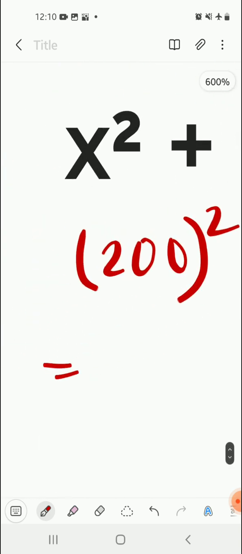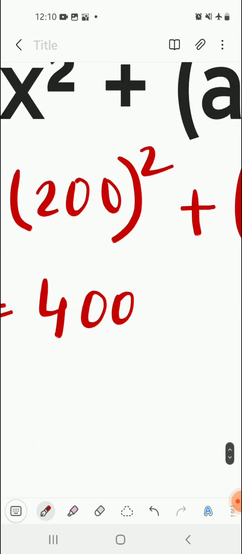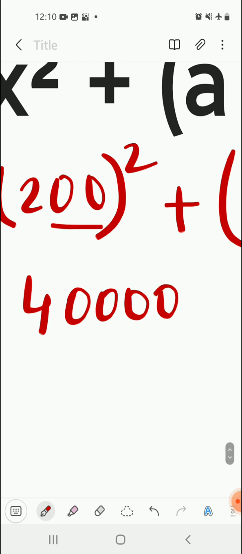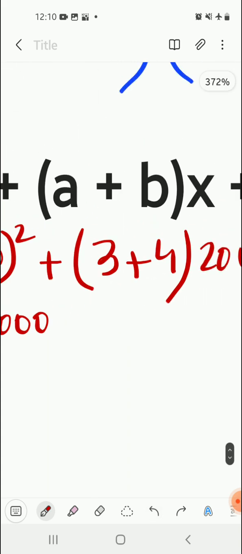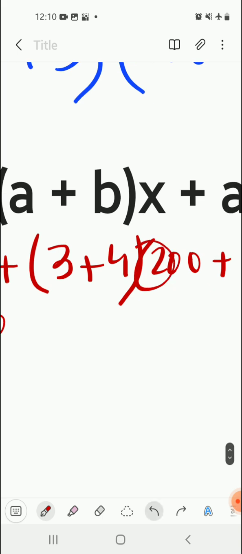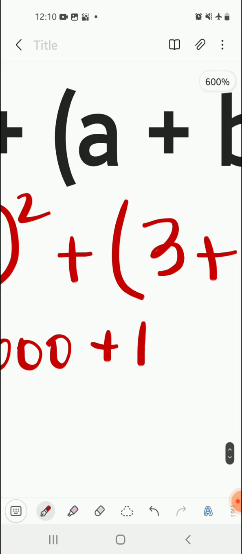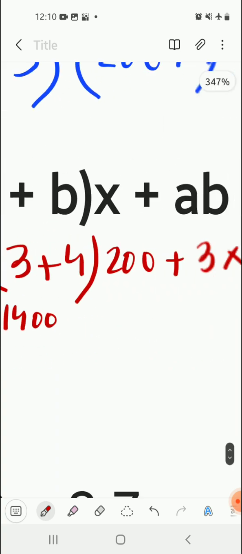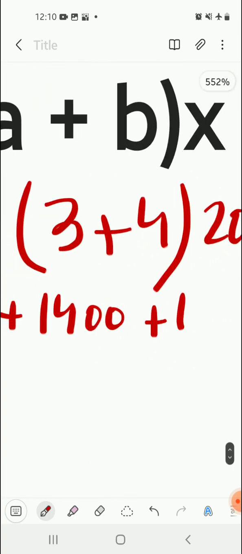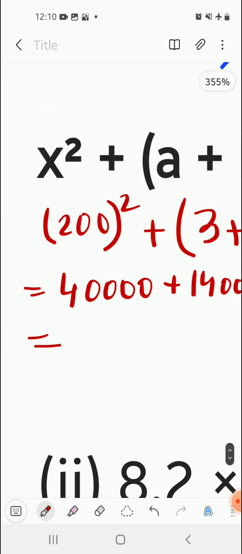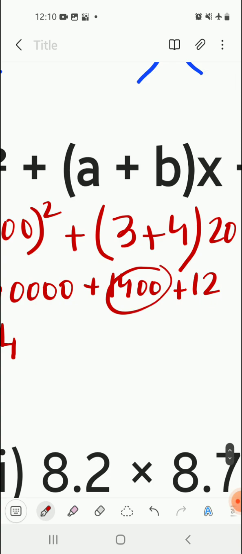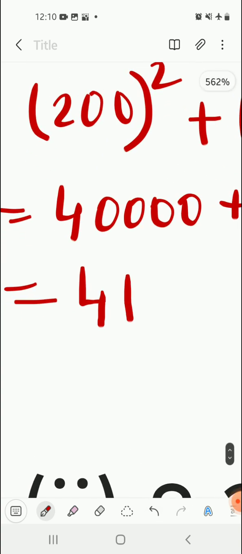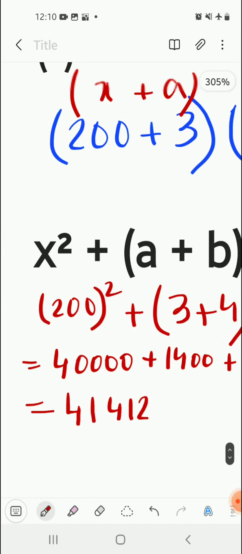Let's solve it. 200 square would be 2 twos are 4 and 0000, because it is square. After this, we're going to write 3 plus 4, it is 7. 7 into 2 is 14, and then two zeros we're going to insert. This is how we can do it simply. 1400. And finally 3 into 4 is 12. Now we are going to just write it down. So it is 40,000, and here we have got 1400, so 41,412 if we add all of this.